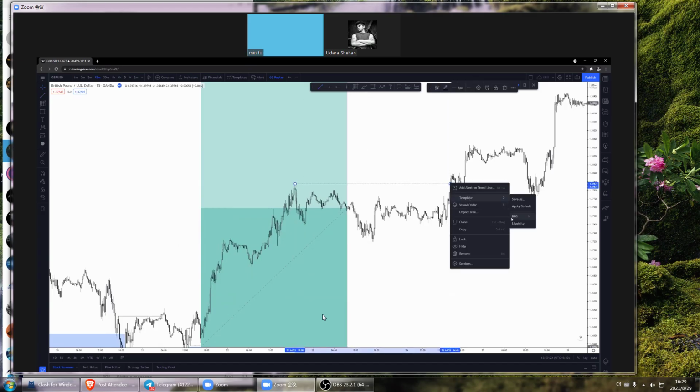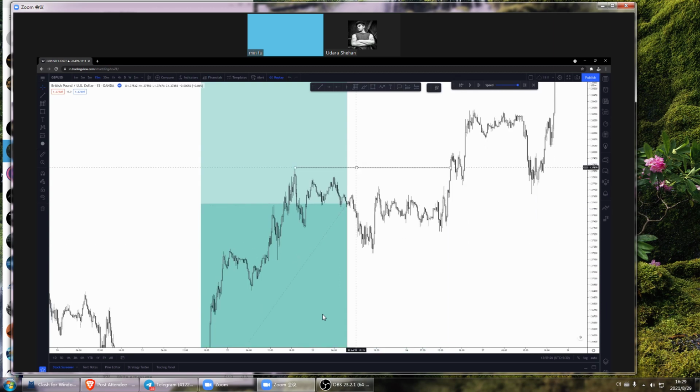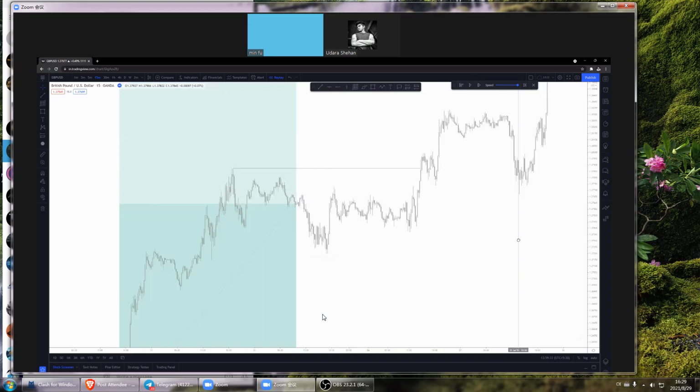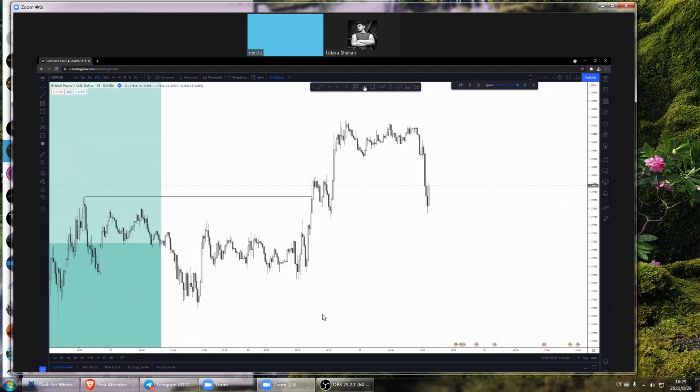See that? It broke structure. Now how will the smart money traders and the retail traders view this? Let's say we were right here. Now look at this. This is how people who follow market structure will say: higher highs, higher lows, higher highs, higher lows, higher highs, higher lows.